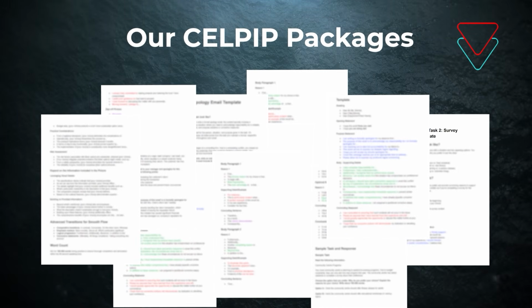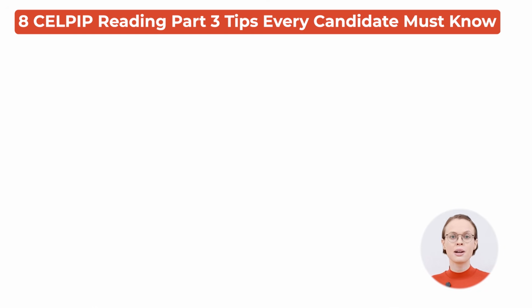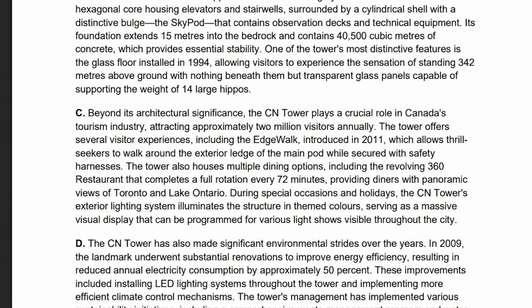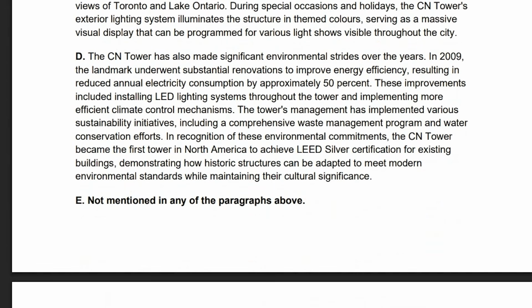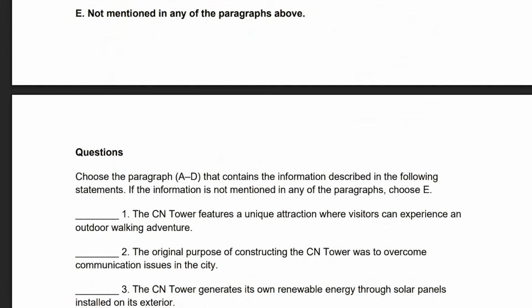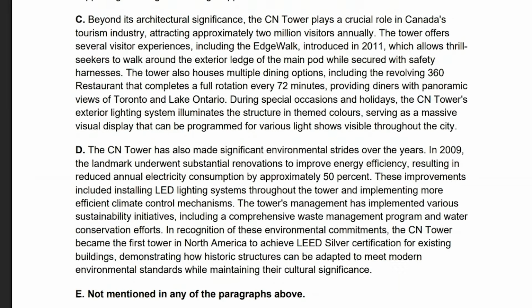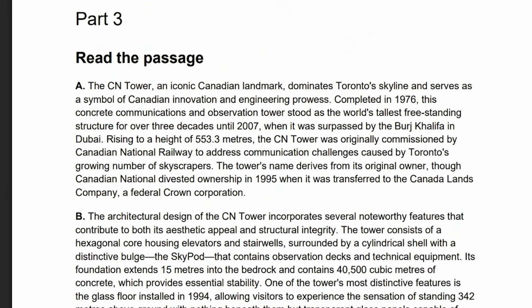And now, let's get started. Let's start by understanding what Reading Part 3 actually tests. This section presents you with a lengthy passage divided into several paragraphs. Your task is to decide whether the information appears in the passage. If it does, you have to match it with the specific paragraphs where that information appears.